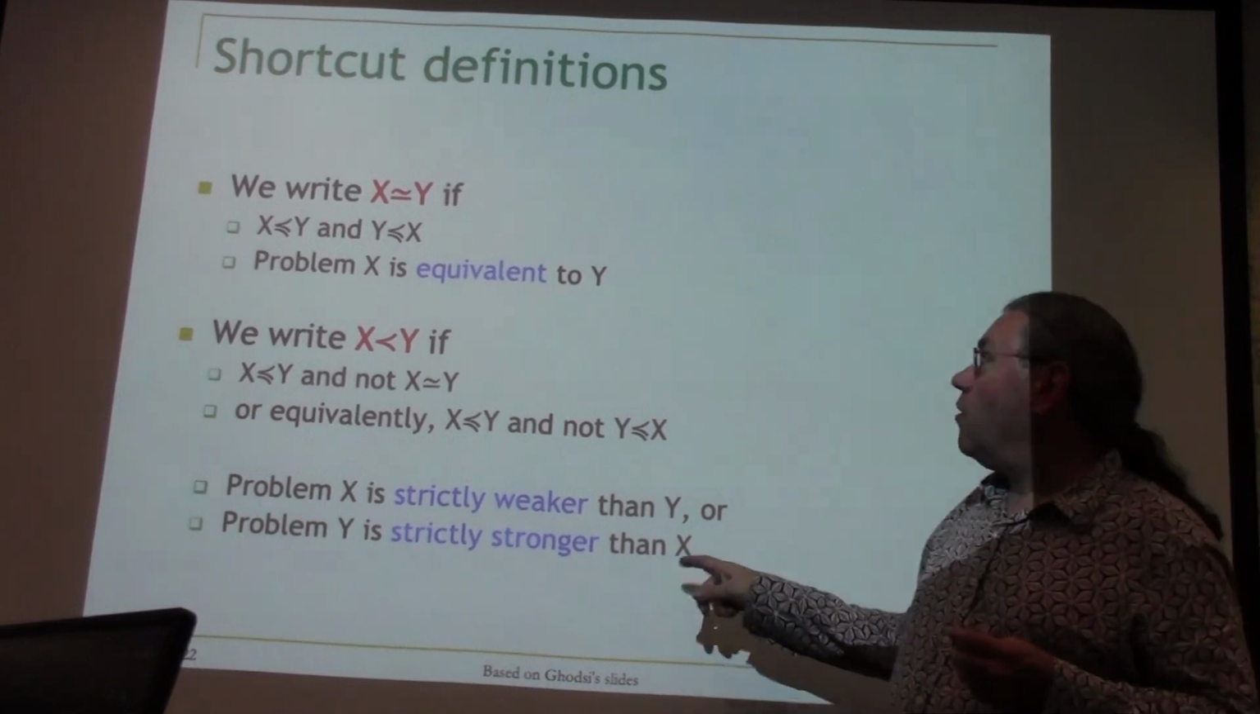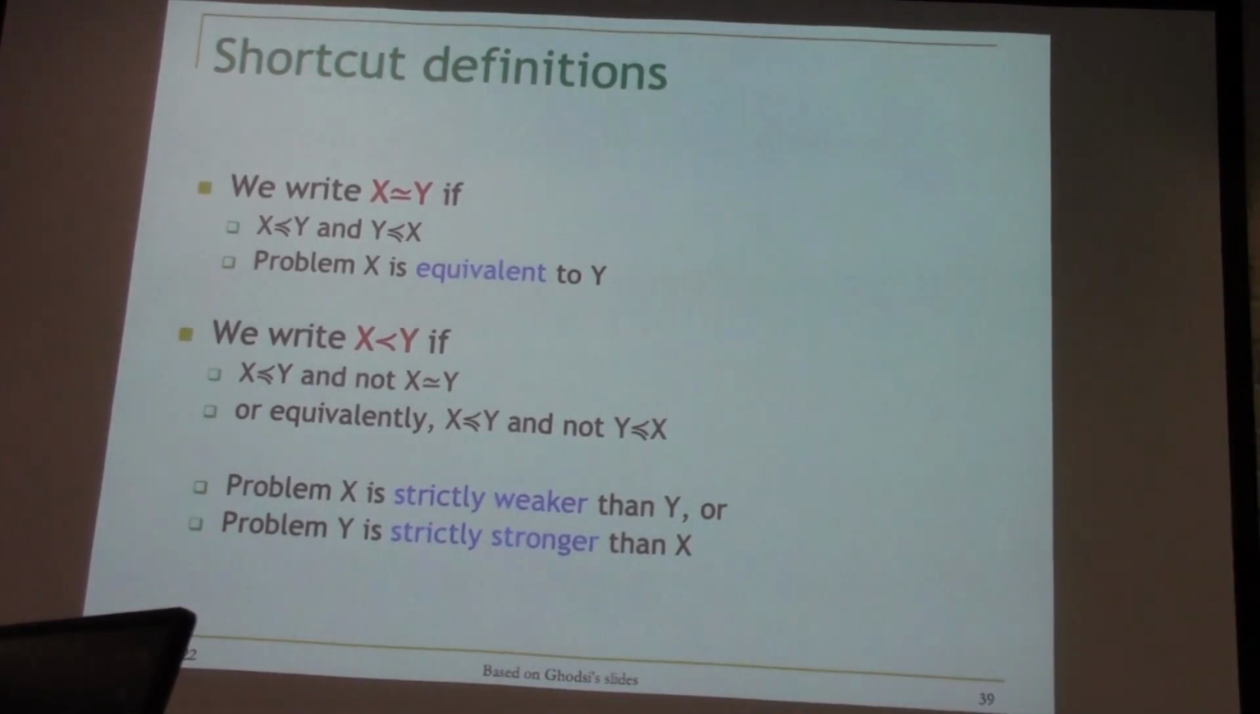y is strictly stronger. So you see we have some symbols here: equivalence, but also the strictly weaker. We have three different kinds of symbols. So when we compare problems, we're going to be comparing problems.